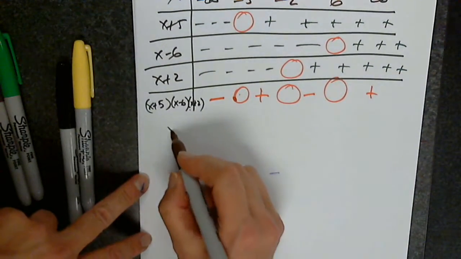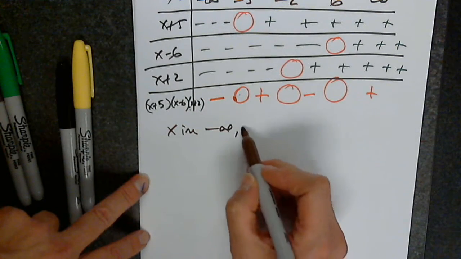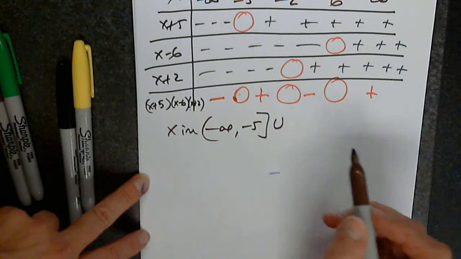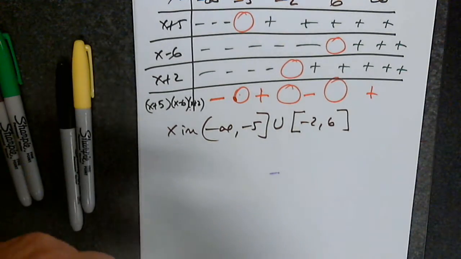So now the solution. X in the interval negative infinity to negative 5 bracket, and then union negative 2 to 6. Very good.